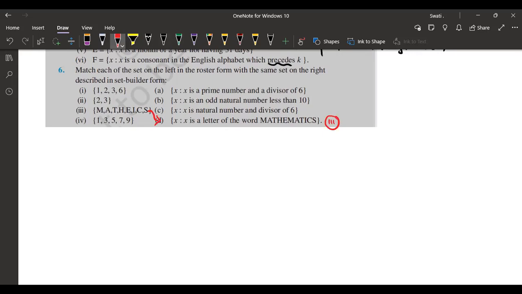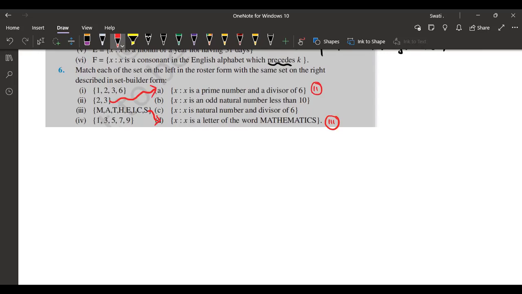Next is {1, 2, 3, 6}. What can you observe here? X such that X is a prime number and a divisor of 6. It is saying that X is a prime number, right? 6 is not a prime number. So that is why this is not the answer. It is also a divisor of 6. So the only answer I can see is {2, 3}, because 2 and 3 are prime numbers. So this is your second match.